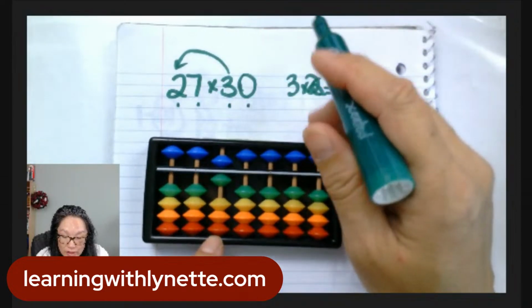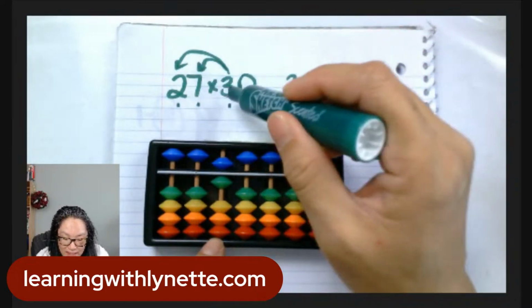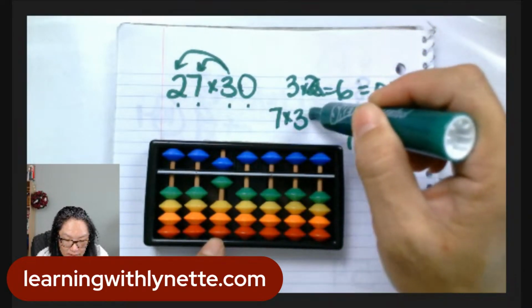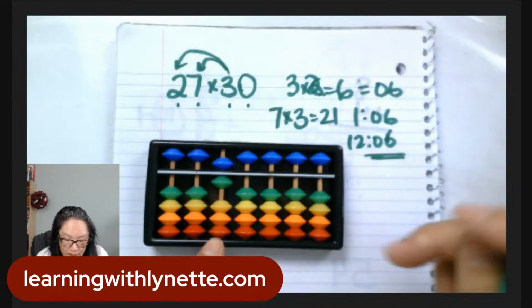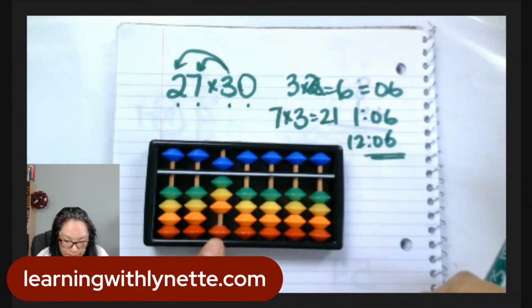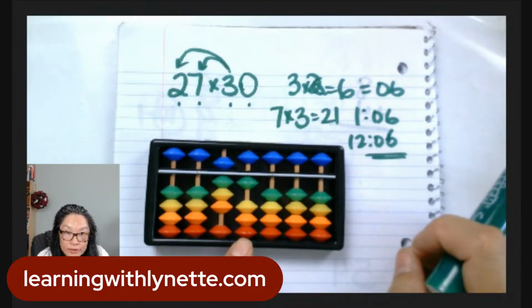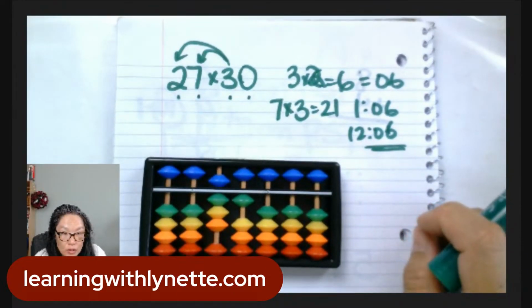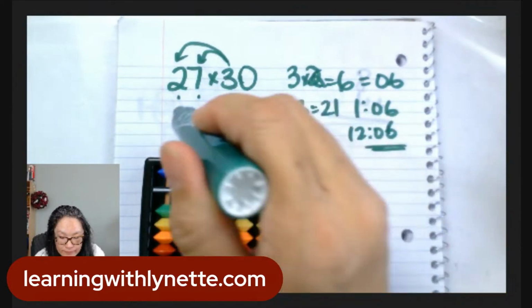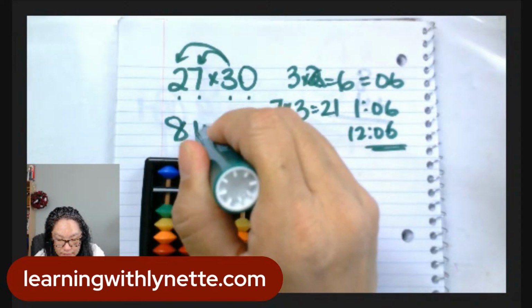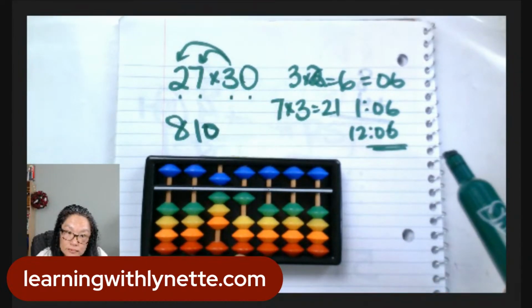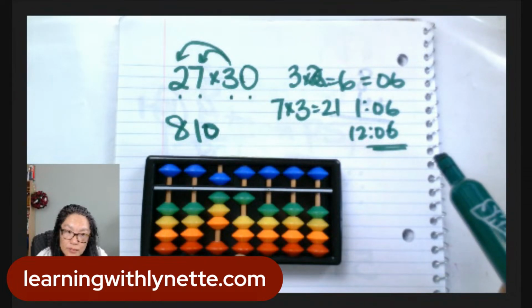So then my next question is 7 times 3. 7 times 3 is equal to 21. I add 20, and then I add the 1. And what's my final answer? Just as Zone of Friendship said, 810. Tim Cheese, does that make sense?